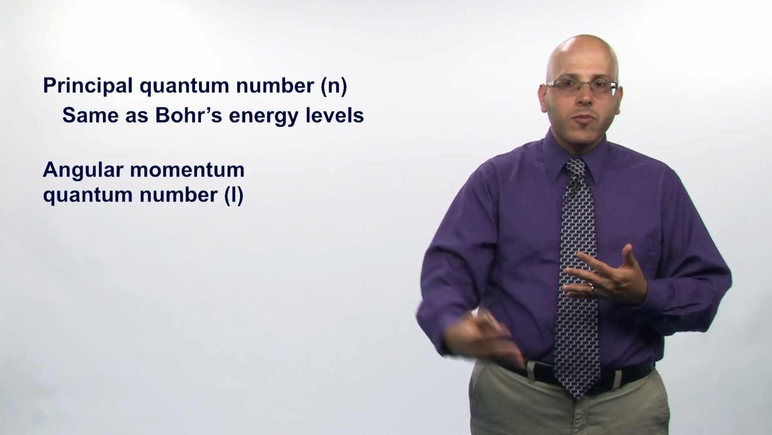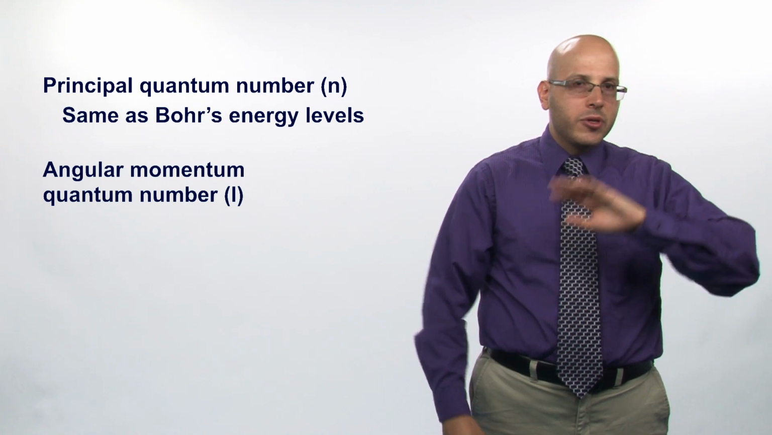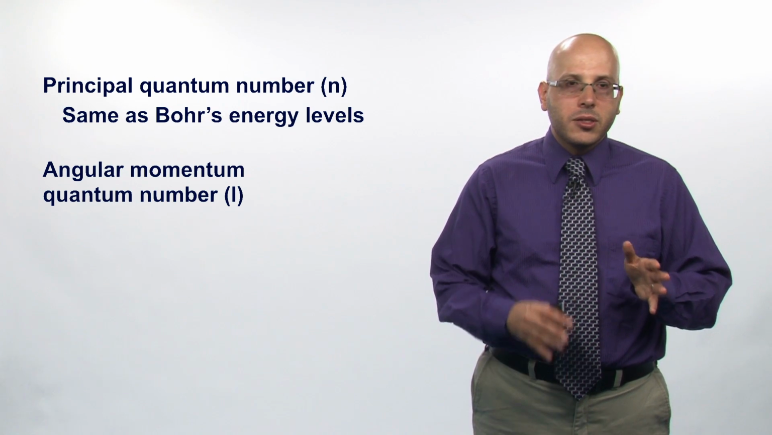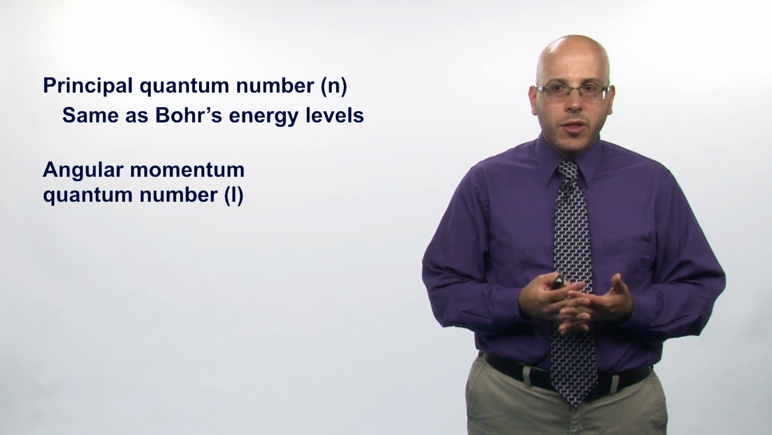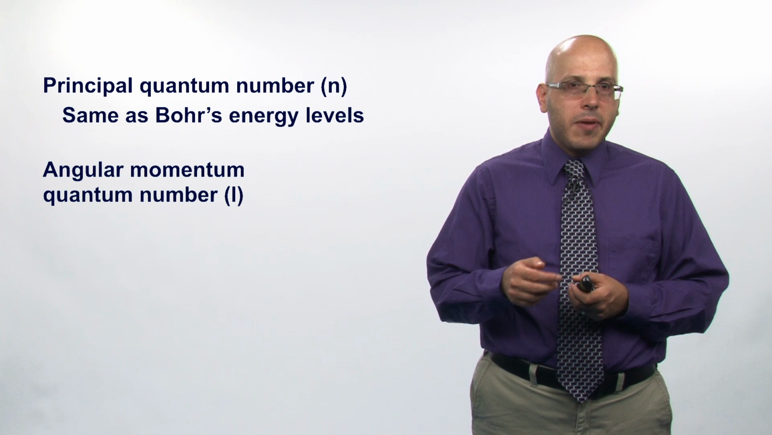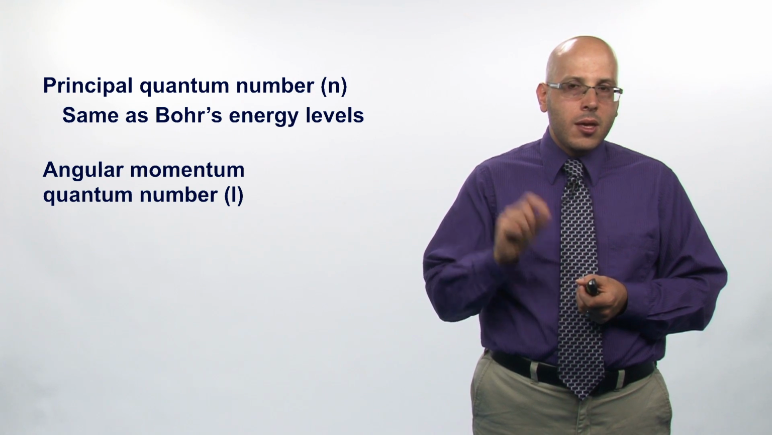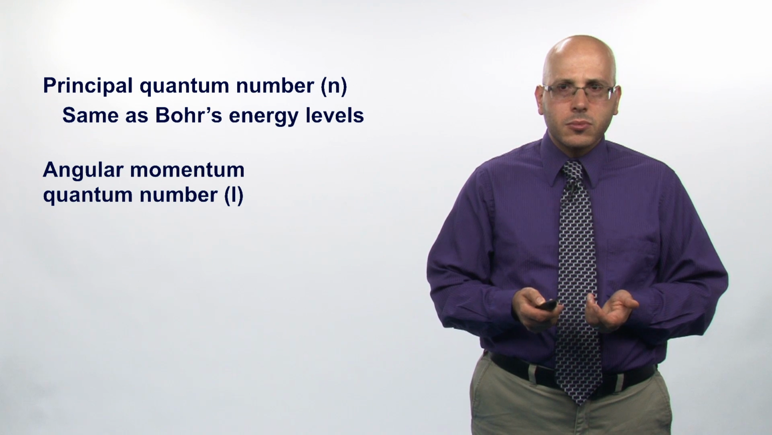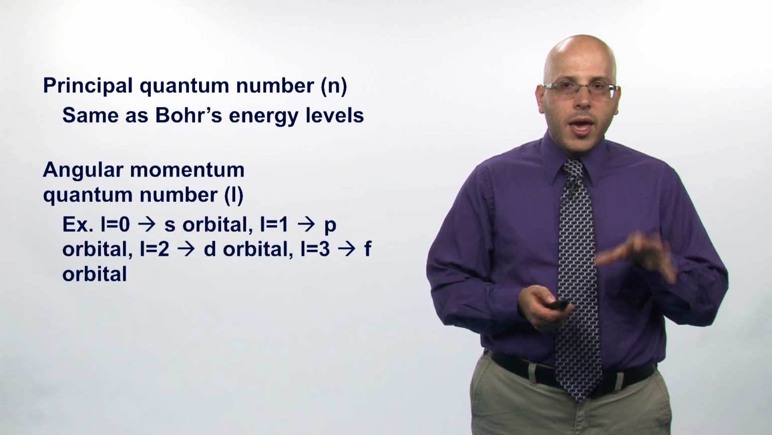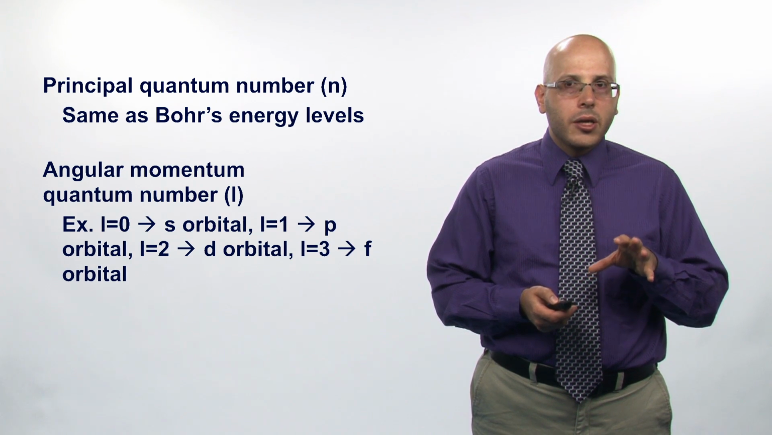Okay. The second one, which was kind of new, that Bohr did not really describe so well, is the angular momentum quantum number, which is given the symbol L. Okay, and so the thing is that L actually depends on N. Okay, L has to be less than or equal to N minus 1. And so L is what we now call an orbital.